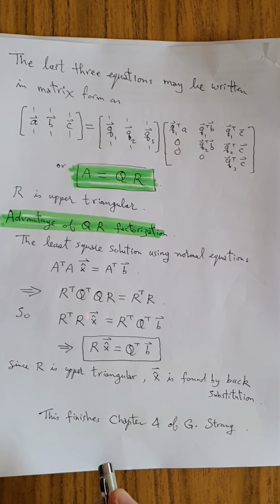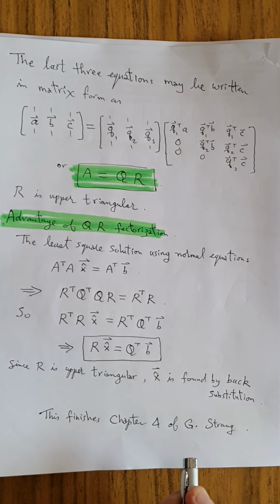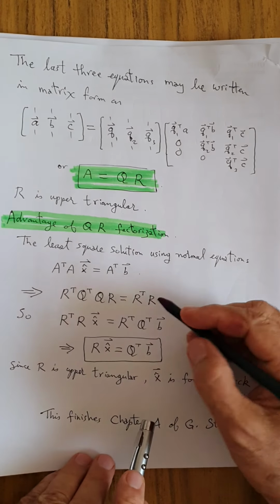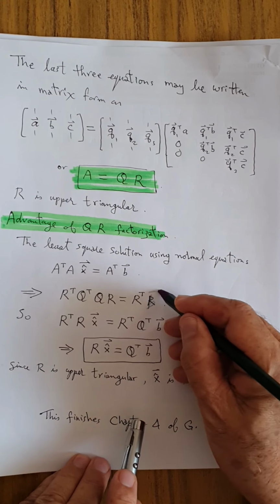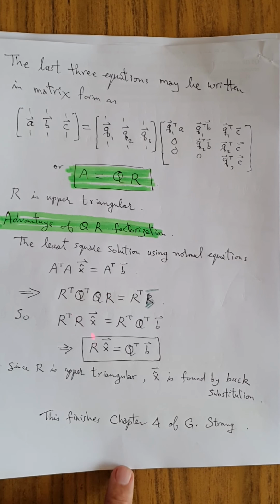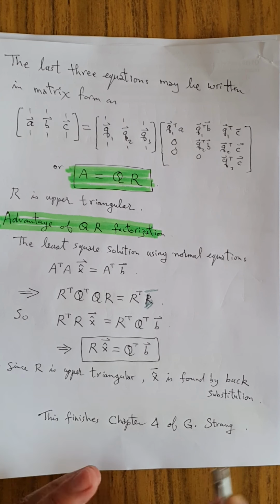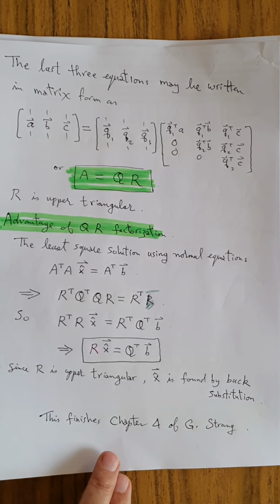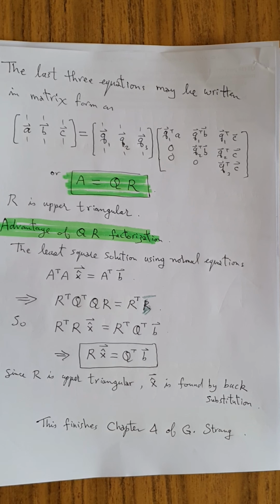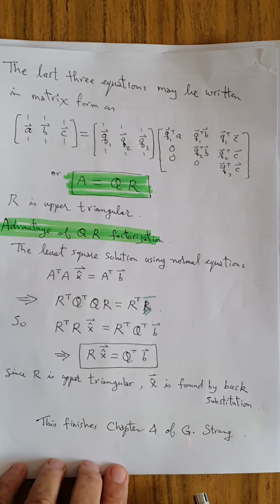factorization, R transpose Q transpose times QR equals R transpose Q transpose times b. So R transpose R times x hat equals R transpose Q transpose b is the normal equation. Or R times x hat equals Q transpose b. Since R is upper triangular, x hat is found by back substitution. This finishes chapter 4 of Strang.